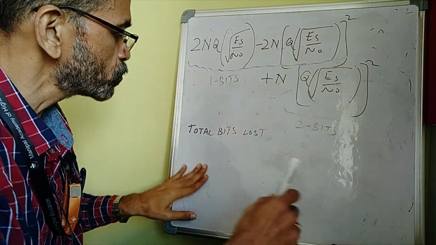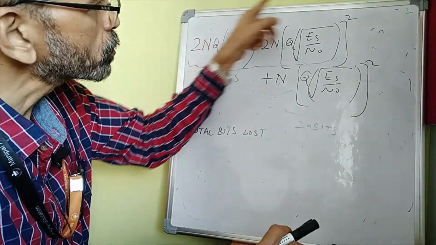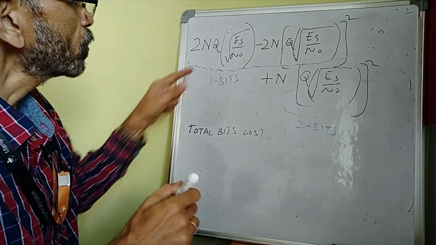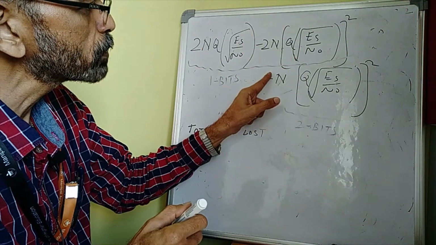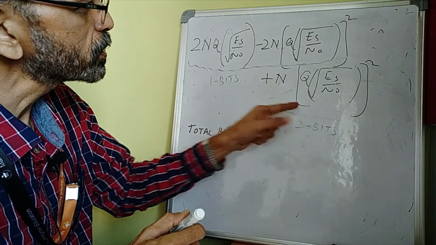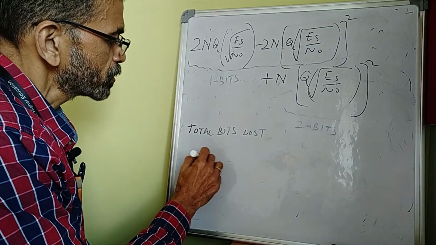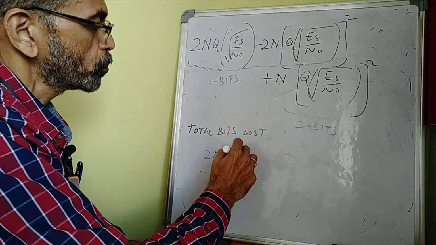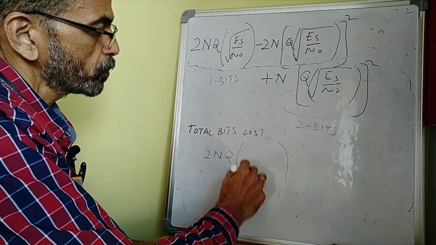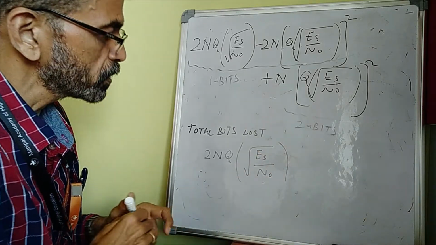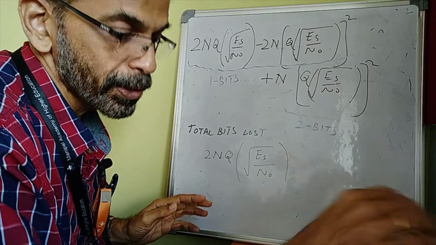So total bits which you have lost will be 1 into this plus 2 into this, and that gives us: 1 into this is this itself, 2 into this will bring a 2 here. When you add, these two will get cancelled and you will get total bits lost as equal to 2nQ(√(Es/N0)). These are the total bits lost.